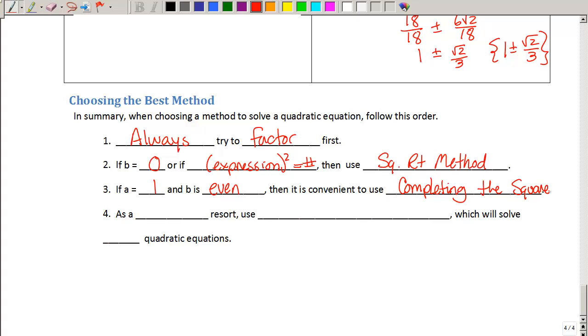But remember, completing the square is always an option. Even if b isn't even or a isn't 1, you can still use completing the square. And as a last resort, use the quadratic formula, which will solve any quadratic equation.